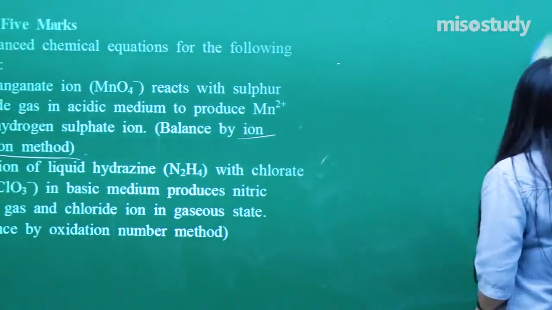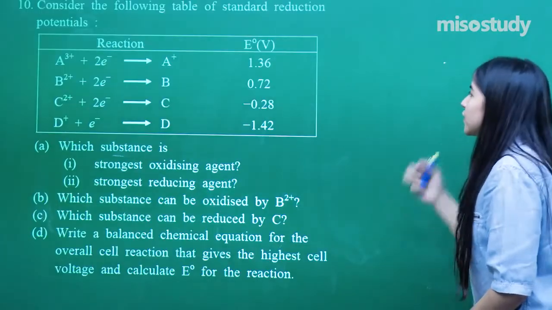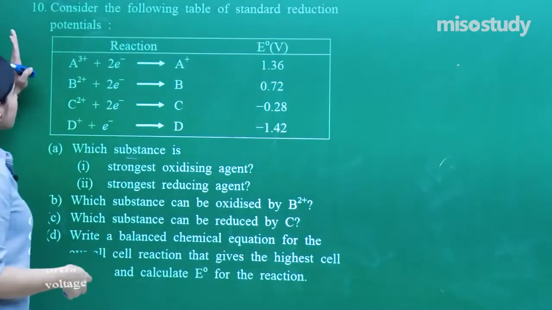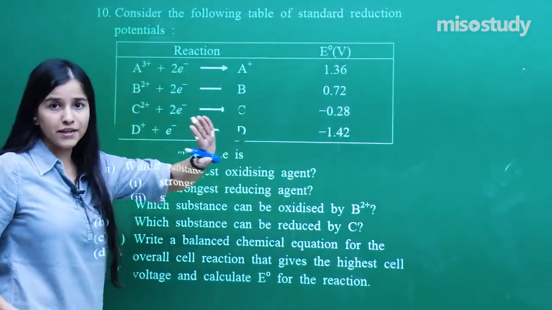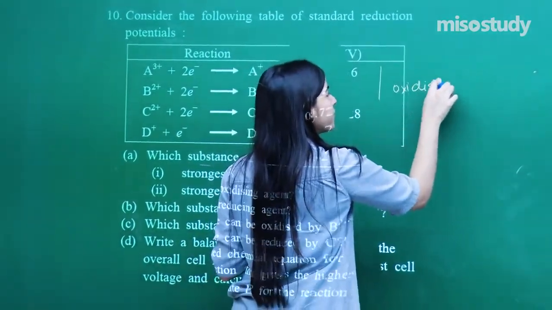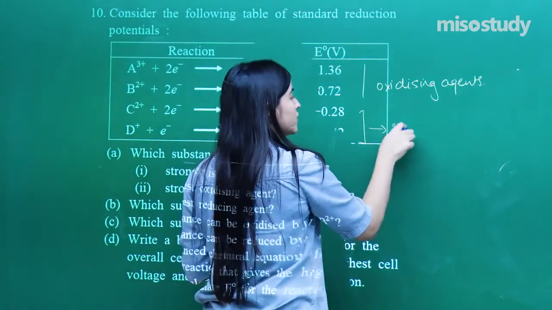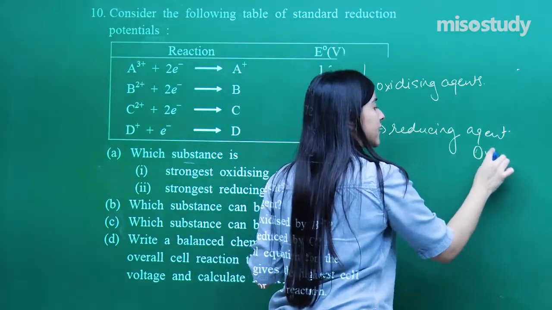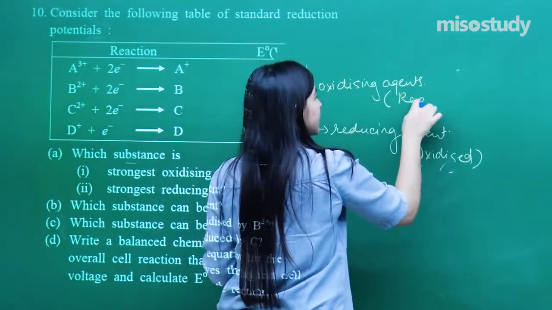Okay. Now, let's move on further to question number 10, the last one. Consider the following table. It's a very interesting question. These are the reactions which are given, E naught values are given. You need to study the E naught values. As I told you, the ones which have positive values are good oxidizing agents, and the ones with negative values are good reducing agents. Reducing agent means itself getting oxidized, and oxidizing agent means itself getting reduced, right?